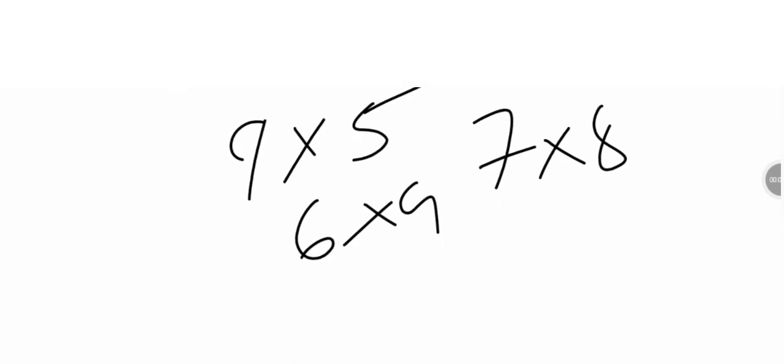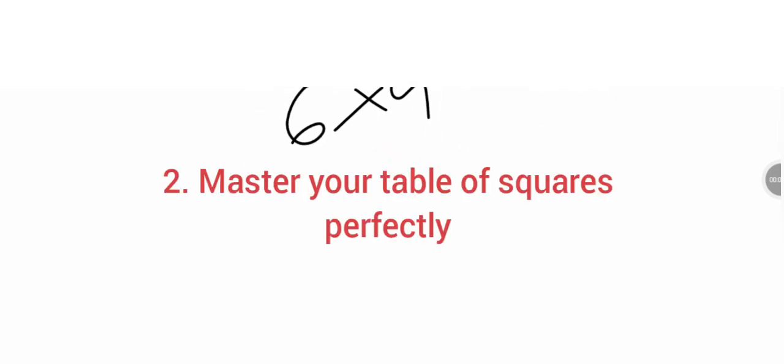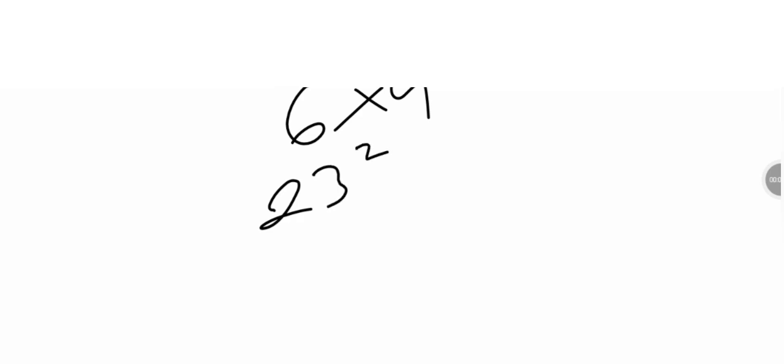Then the next thing you want to know is there are some times that you might want to multiply some numbers, like the square of some numbers. Like they might ask you to do 23 squared, and they might ask you to do 44 squared. All these things are things that you need to memorize by heart. So your squares, you need to master your squares.